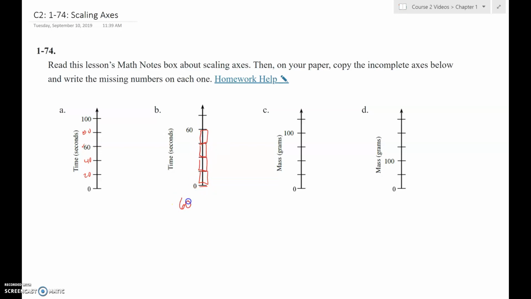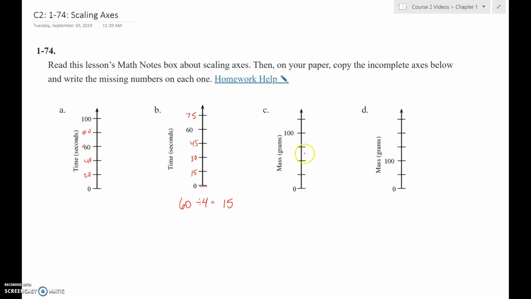Same thing here, except I go from 0 to 60 in 4 intervals, 1, 2, 3, 4. So you could think of, well, what's 60 divided into 4 equal intervals? And that's 15, so I must be counting by 15s. So 0, 15, 30, 45, and then 60 plus 15 is 75.